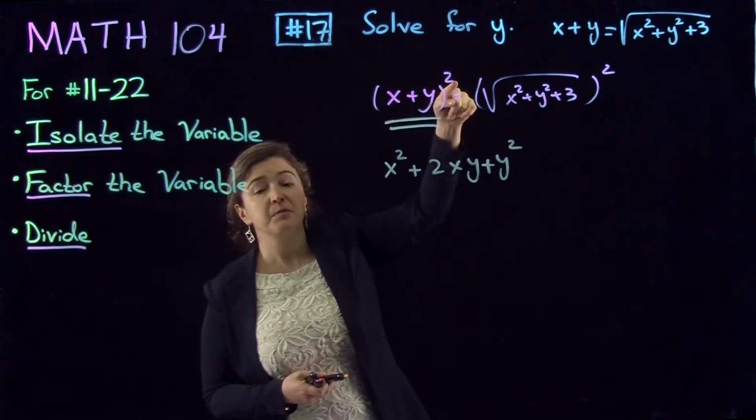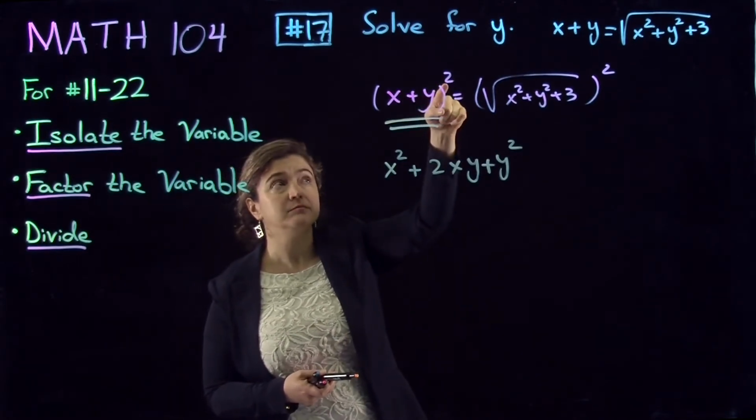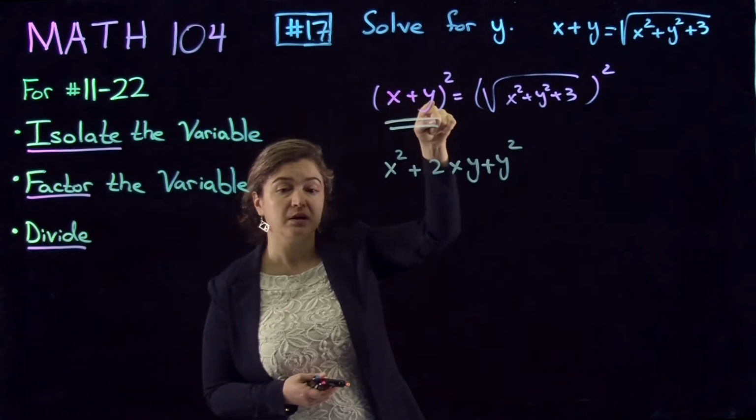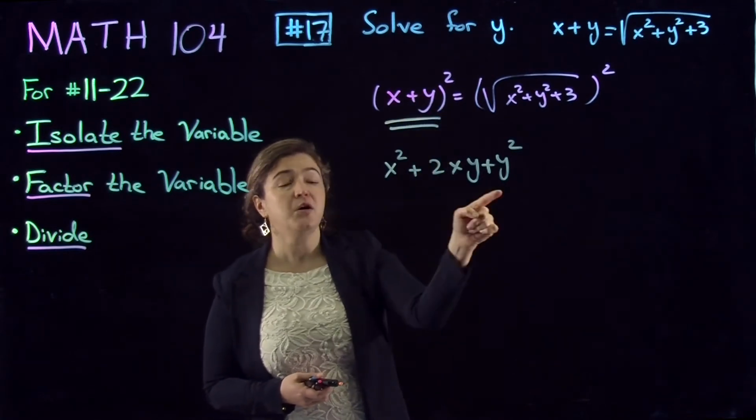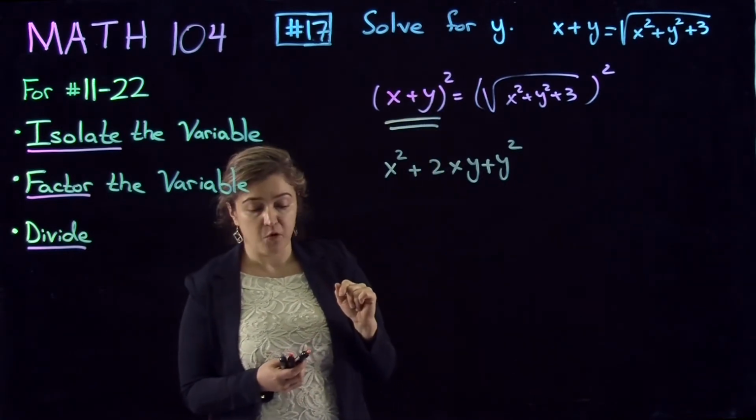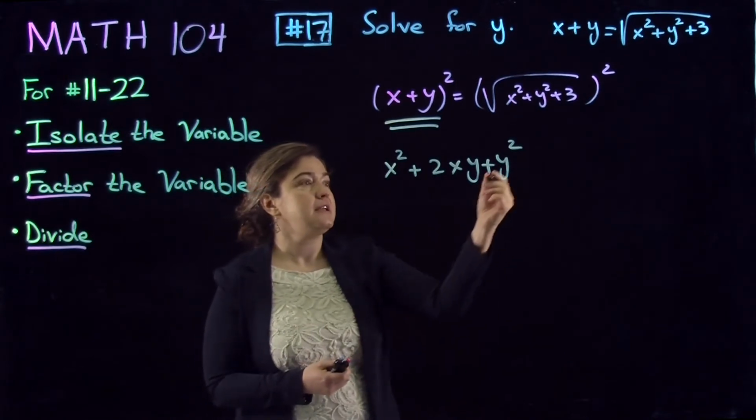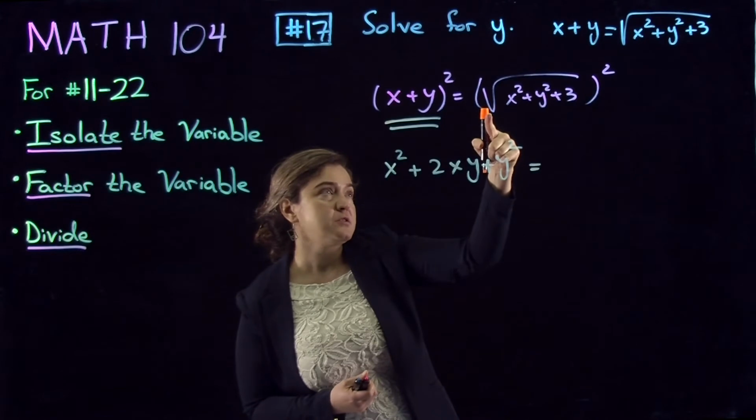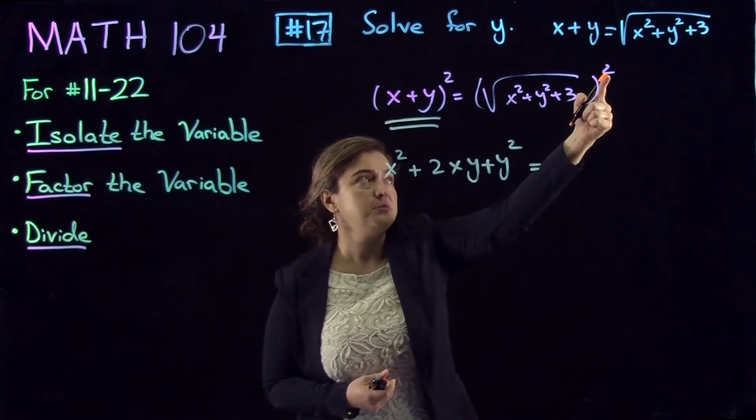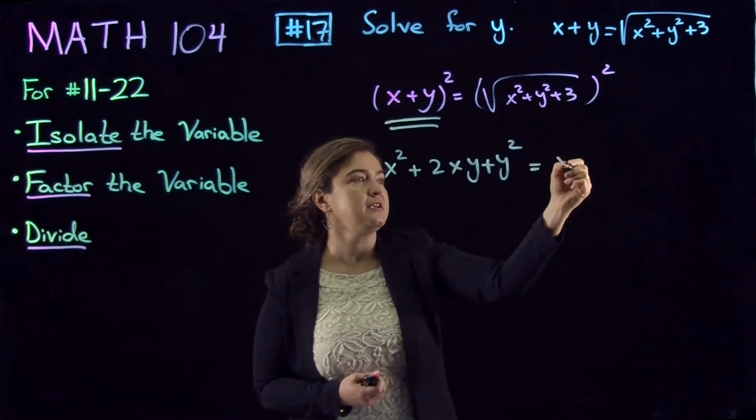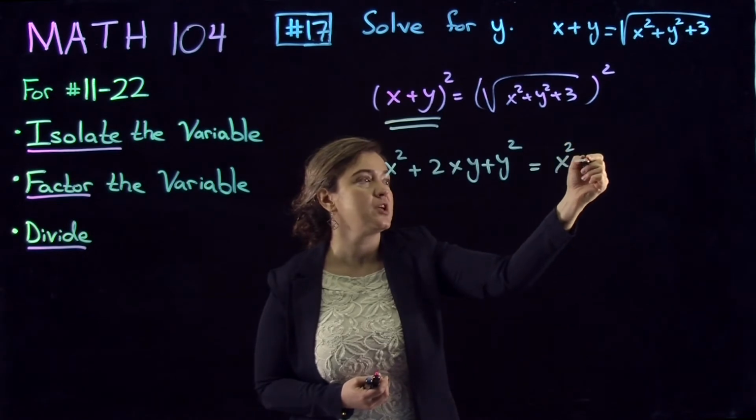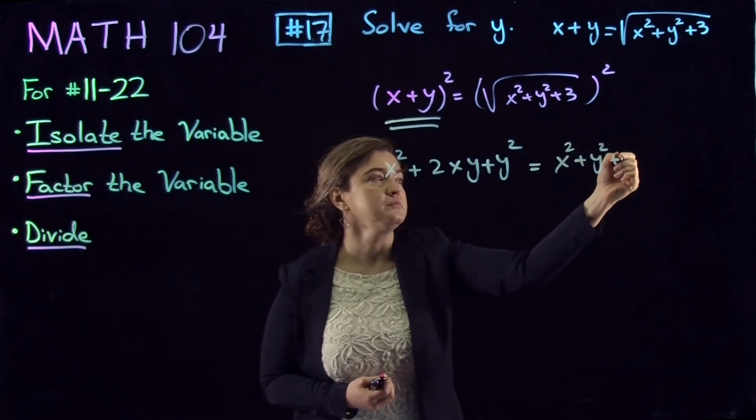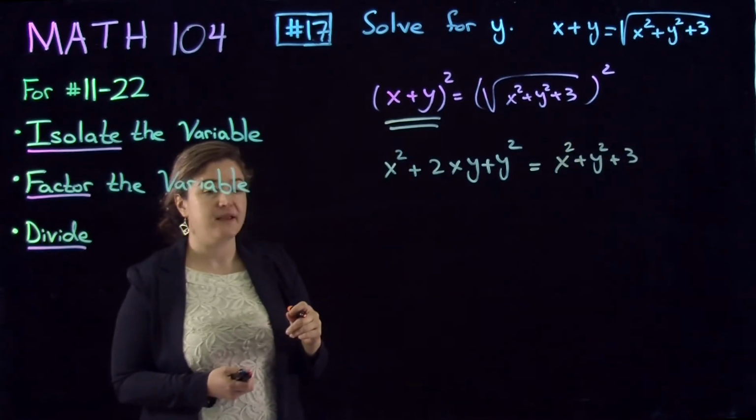Remember, the exponent does not distribute through the binomial. It always follows this formula. And then the next part, I'm getting rid of the square root and the power 2. They simplify. They're inverses of each other. And I end up with this.